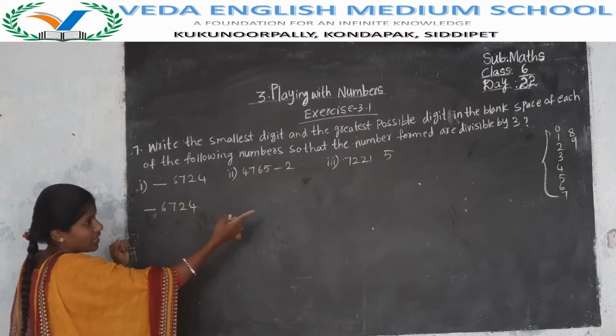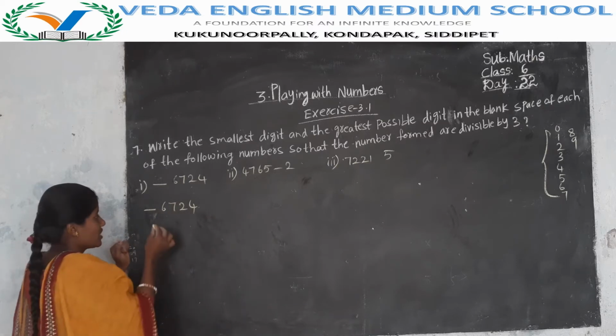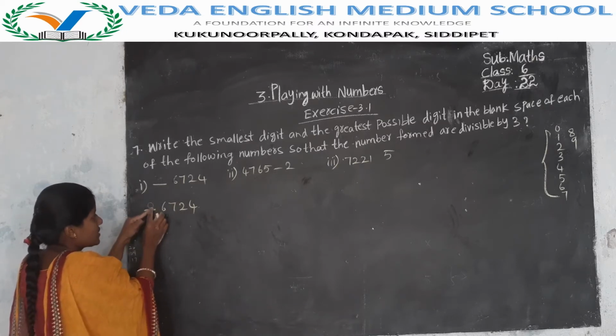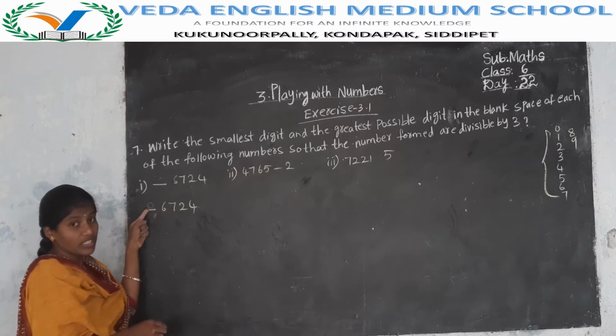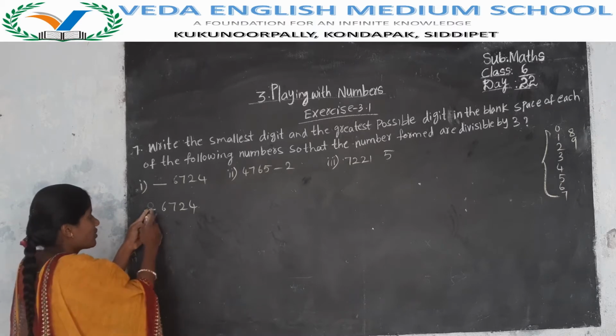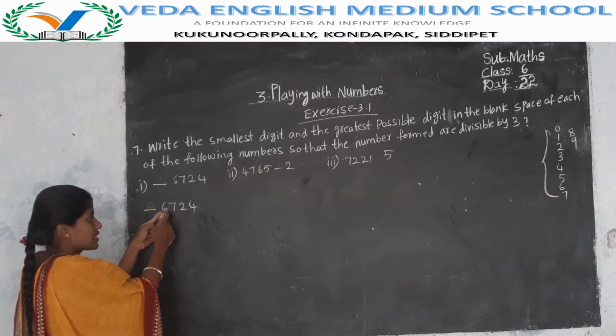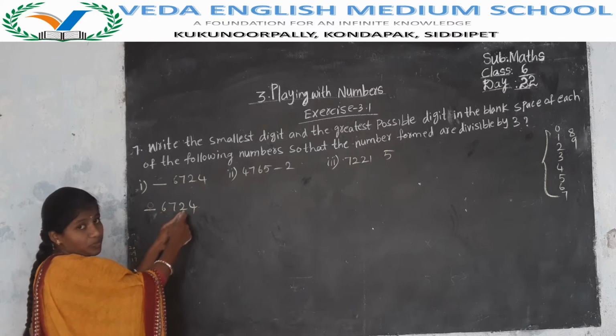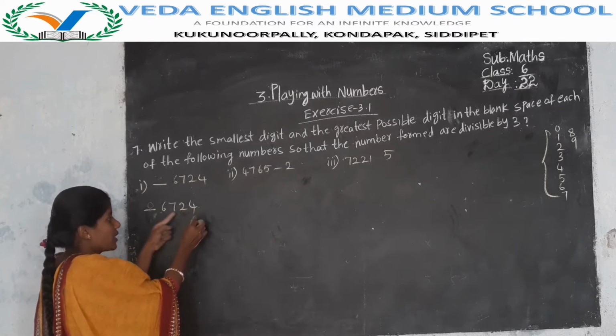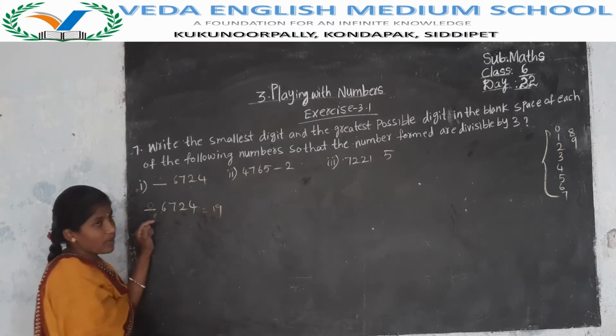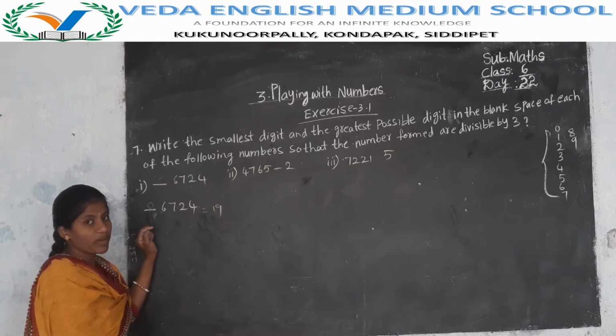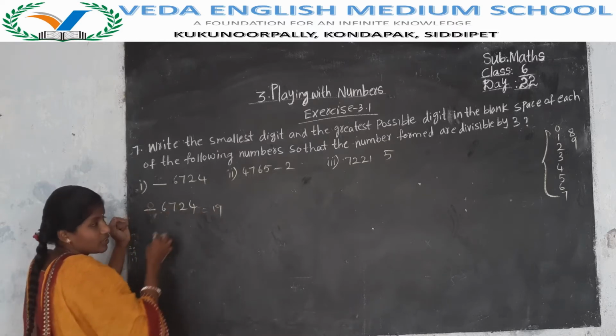Now first we have 0, so we will try with 0. What is the divisibility rule for 3? If the sum of the digits is divisible by 3, then the total number is exactly divisible by 3. If we write 0 here: 0 plus 6 is 6, 6 plus 7 is 13, 13 plus 2 is 15, 15 plus 4 is 19. Is 19 divisible by 3? No, not divisible by 3. So here no need to write 0.